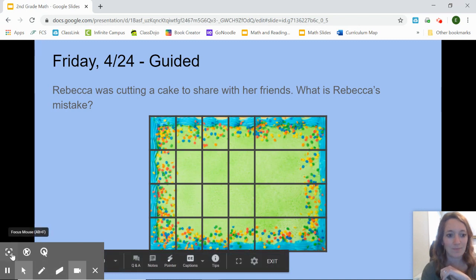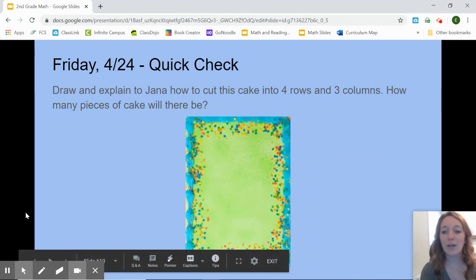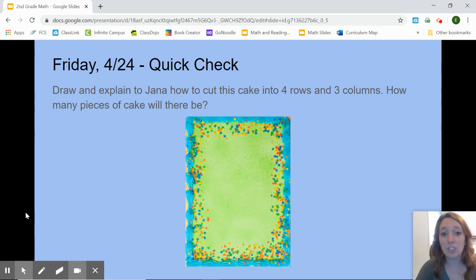All right. Time for quick check. Draw and explain to Jana how to cut this cake into 4 rows and 3 columns. How many pieces of cake will there be? Remember from the previous slides, the pieces have to be the same size. And when we're counting the rows and columns, we're counting the actual pieces of cake, not the lines that we cut it into. Okay, so post it on Dojo.